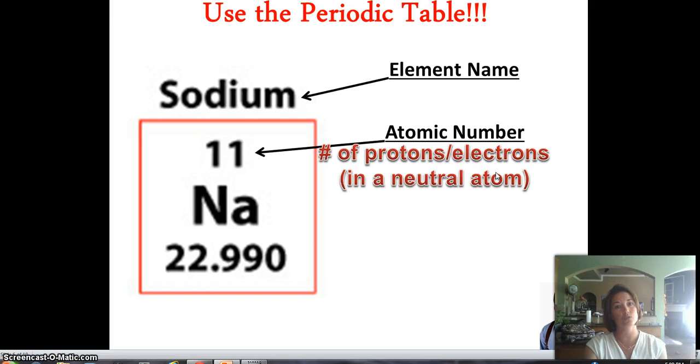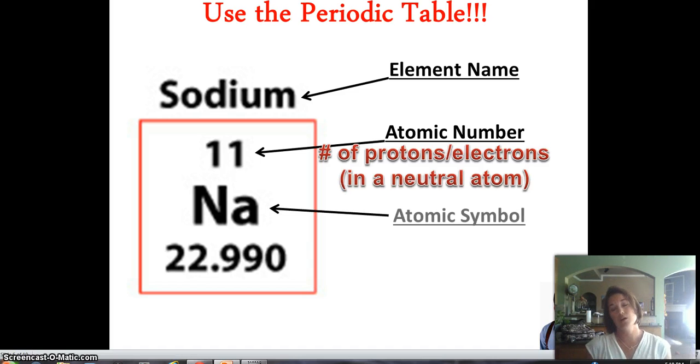And when you get into chemistry, you're going to start studying atoms that have a charge. They're called ions. And ions do not have the same number of protons and electrons. But again, for our purposes, neutral atoms will always have the same number of protons and electrons. So the atomic number is the number of P's and the number of E's.